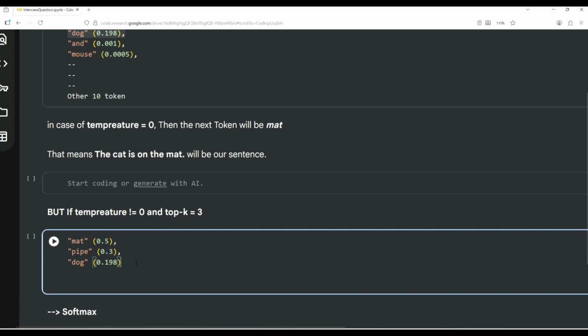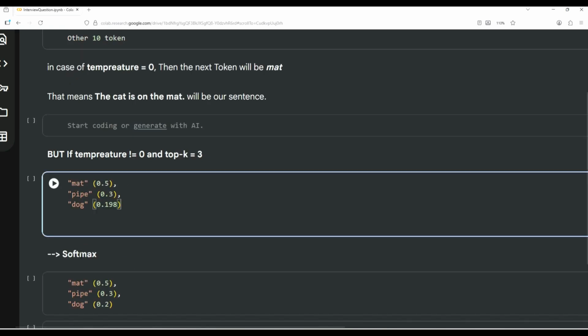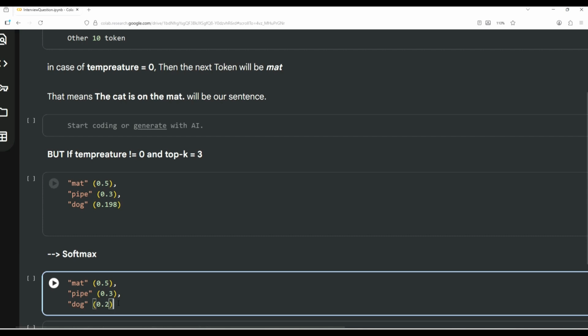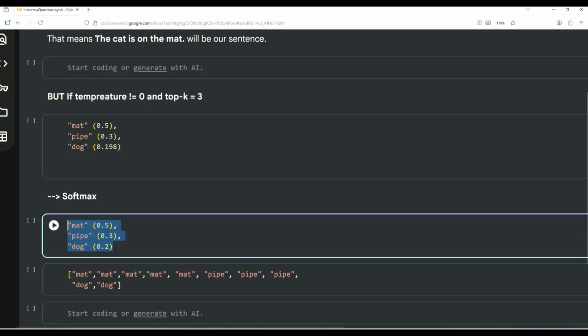Okay, so what we do for that is put these tokens again into a softmax. After that, softmax gives us a new probability, which if you add, the sum of those probabilities will be equal to 1, right? So now what this result is saying is that mat has a 50% chance to become your next token, pipe has 30% chance, and dog has 20% chance to become your next token.